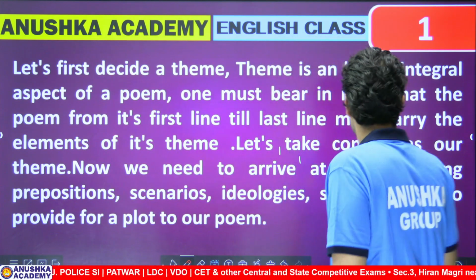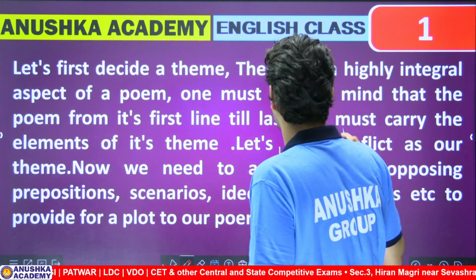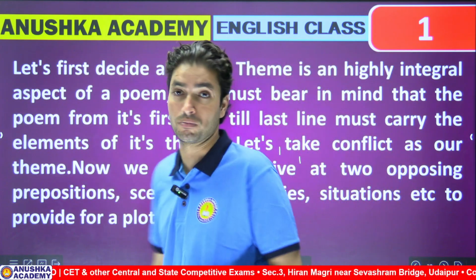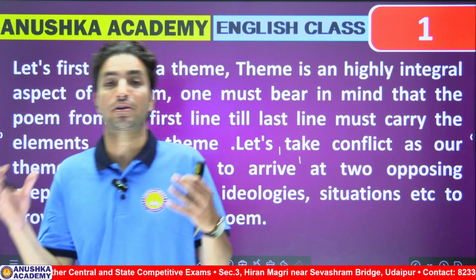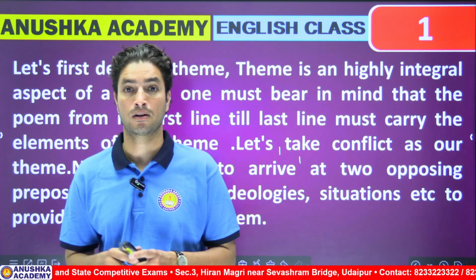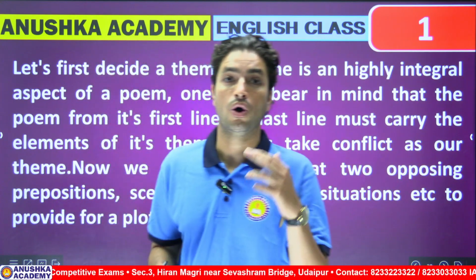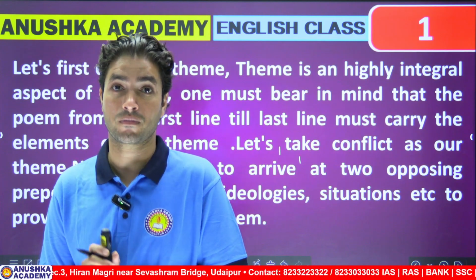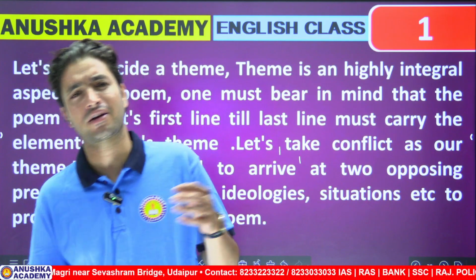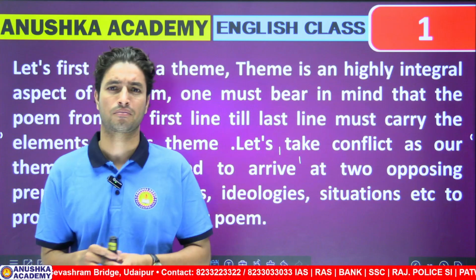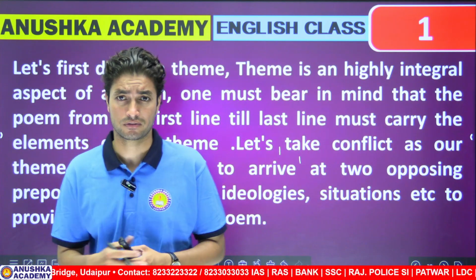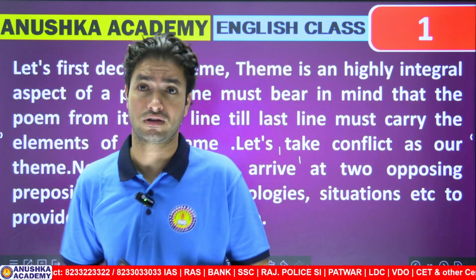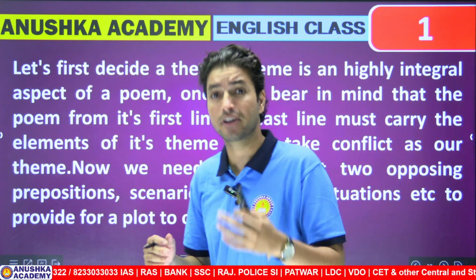Now we need to arrive at two opposing predispositions, scenarios, ideologies, situations, etc. to provide for a plot to our poem. And now, conflict between what? Let's think of two opposing predispositions, scenarios, ideologies, and situations. Let's take situations to make it a bit easier. What could our two opposing situations be which could give us our ideal conflict?